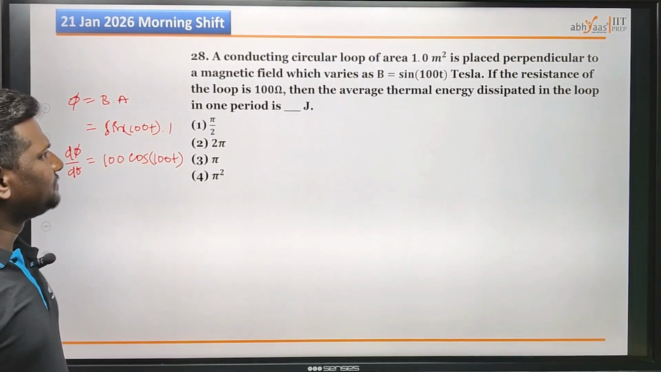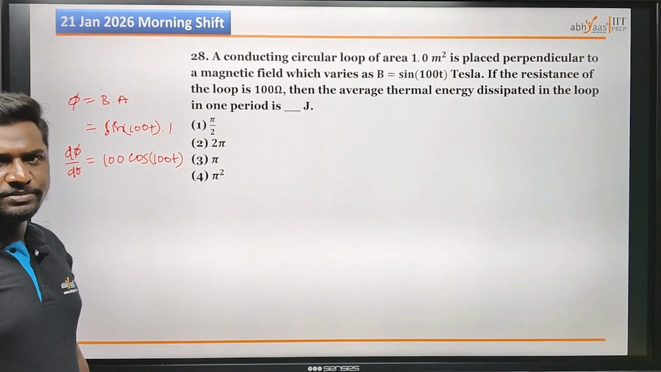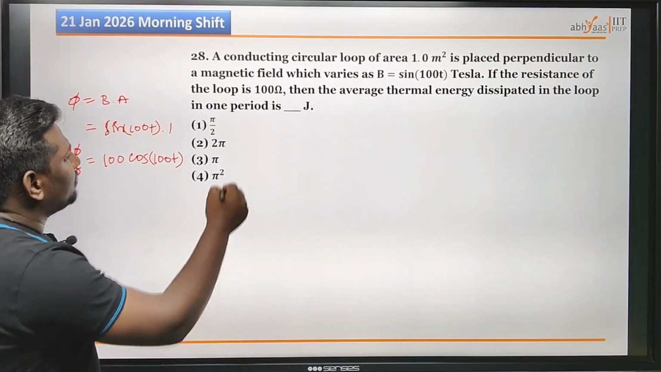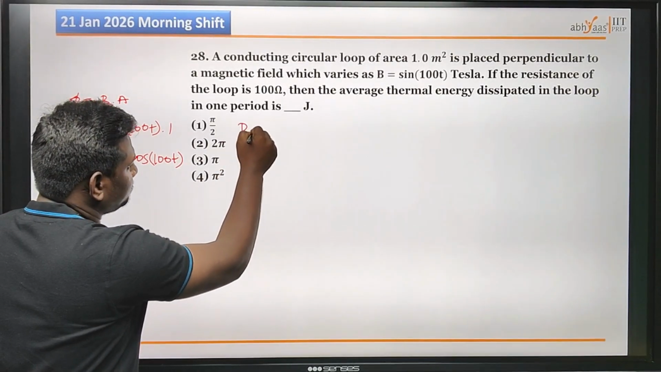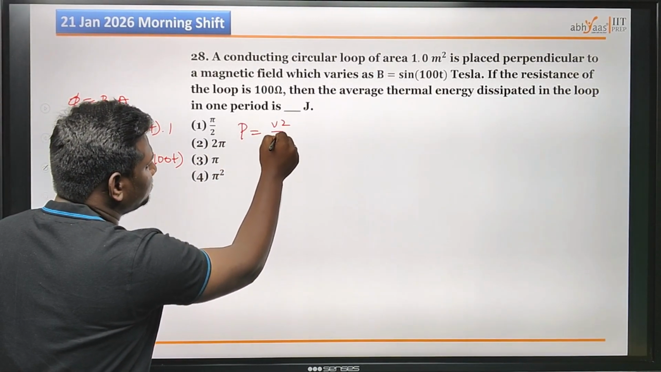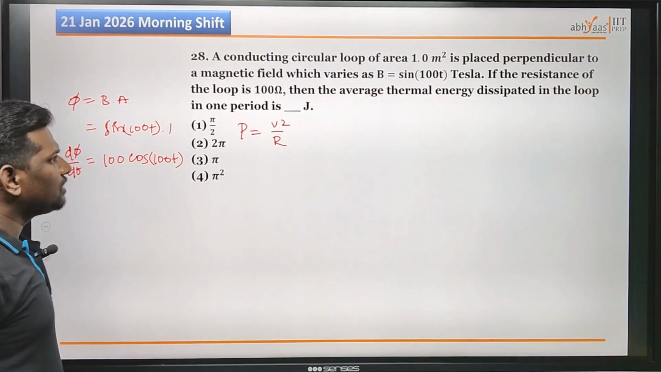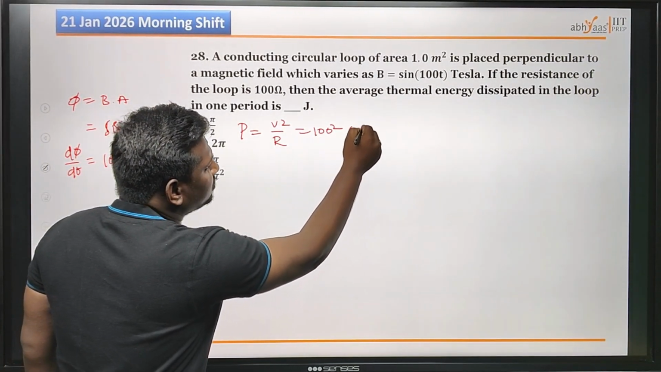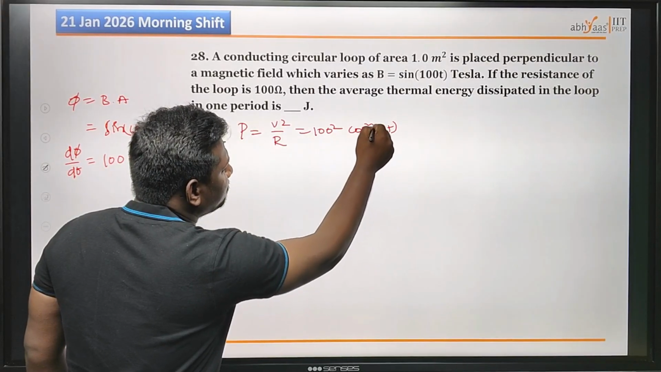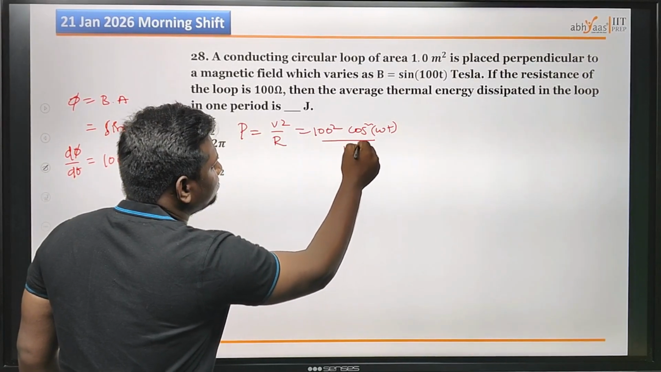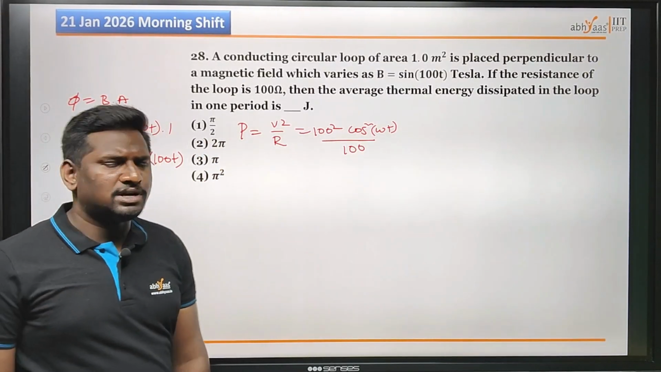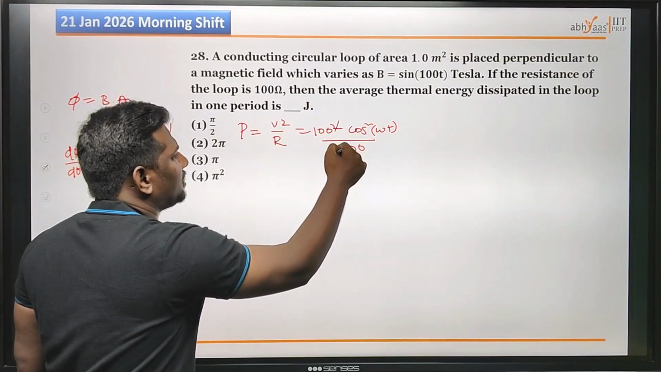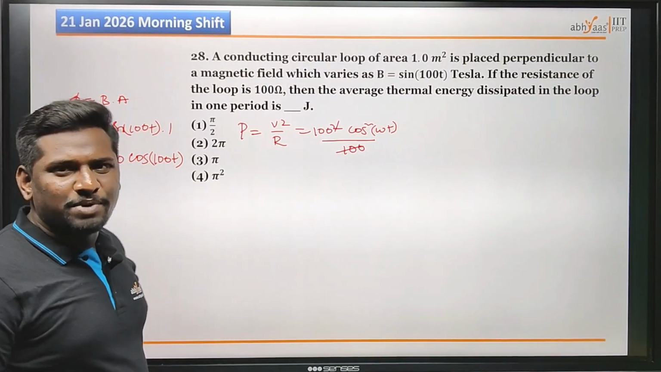What is the power? Power is nothing but V square by R. What is the V? We got this V. So 100 square cos square omega T by 100. The resistance they have given is 100. So if we cancel out, we get the power.